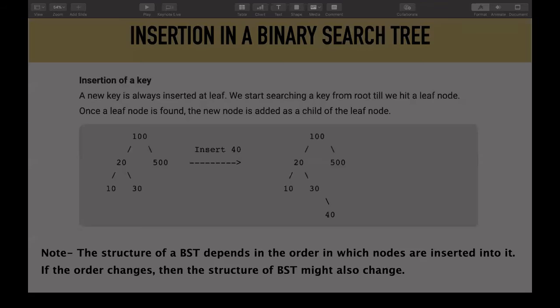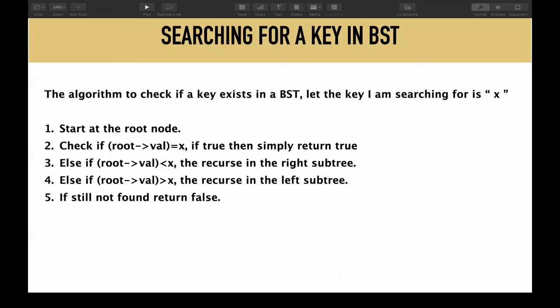What else can we do in a BST? Now let us see how we can search for a key. Let us say you are given a binary search tree and you want to check if a value exists or not. If the value exists in the binary search tree, then you should return true, and if it doesn't, then you should simply return false.